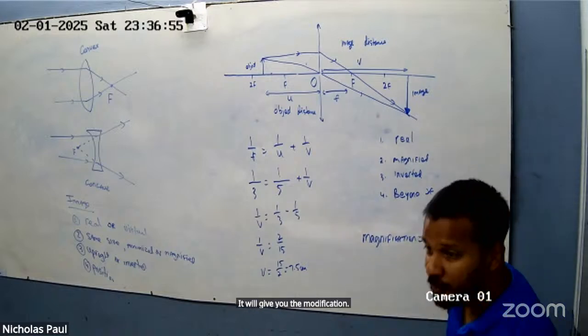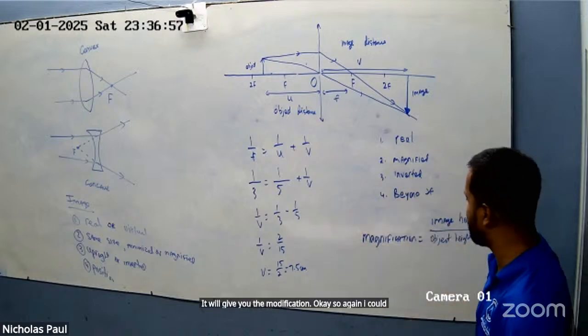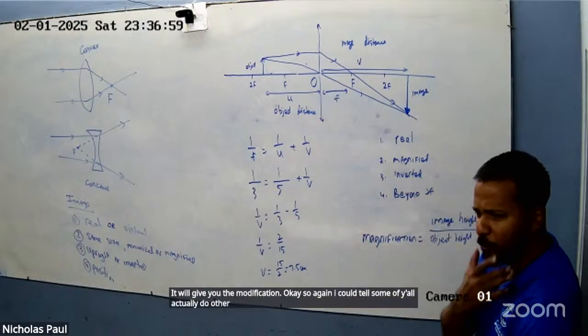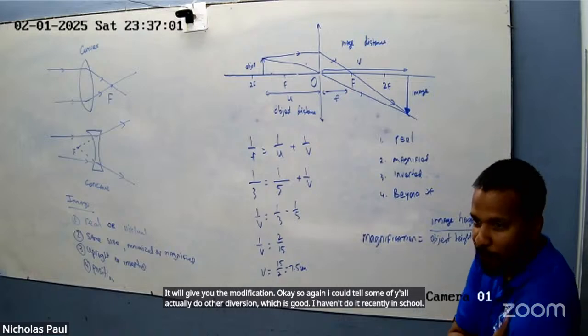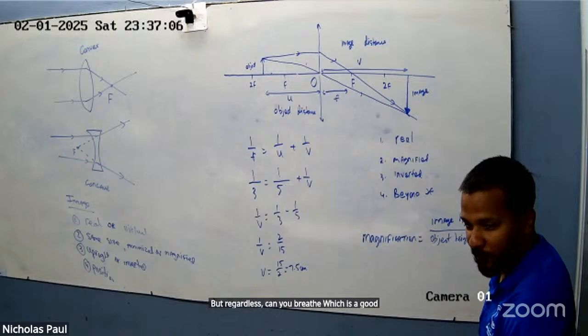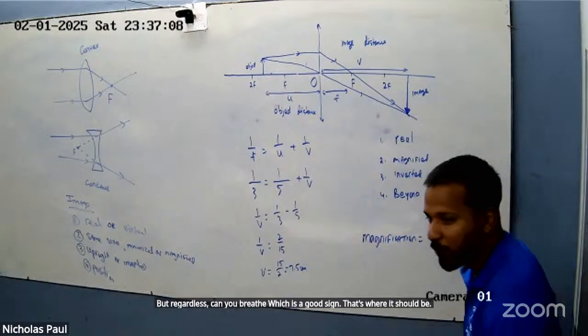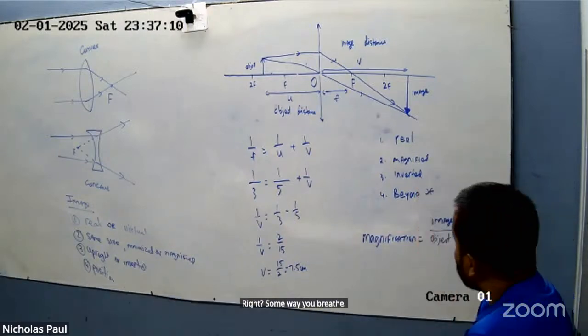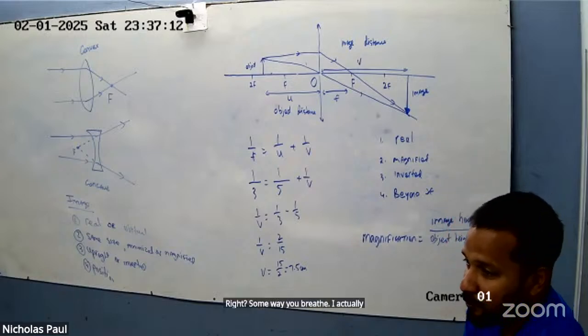Again, I could tell some of you actually do a little revision, which is good. I probably did it recently in school. One of them. But regardless, it's in your brain, which is a good sign. That's where it should be, right? Somewhere in the brain. All right, so we're going to do some past papers on this stuff.